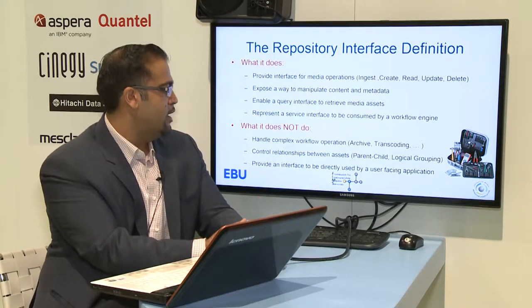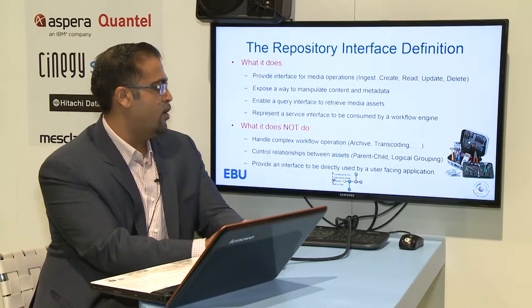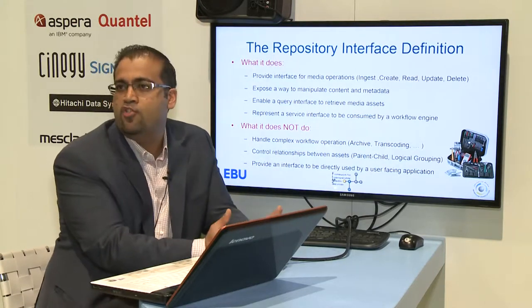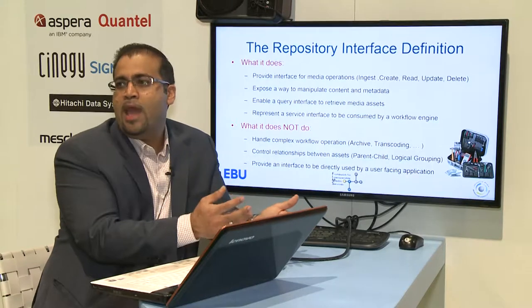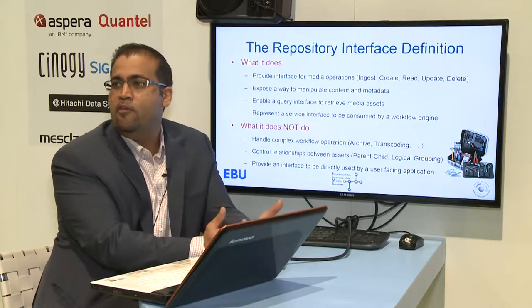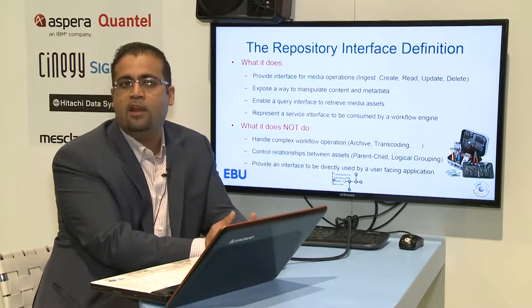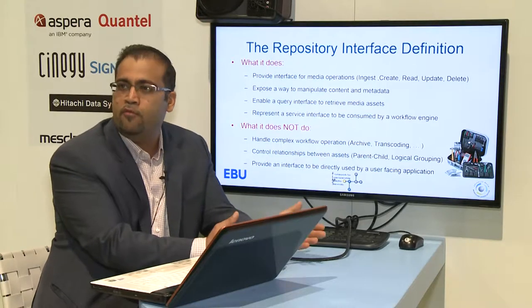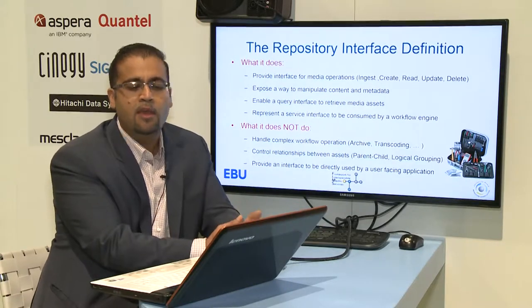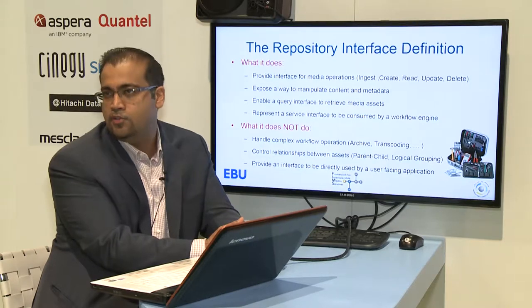So what does it not do? It does not handle workflow operations such as archiving and transcoding, because when you do an add essence within a repository, within the repository operation itself, you can leverage some of the other FIMS interfaces such as transfer and transform.